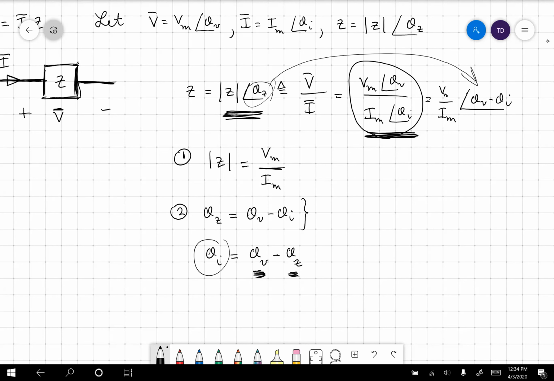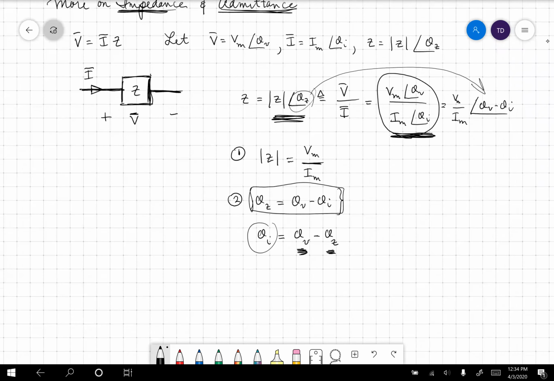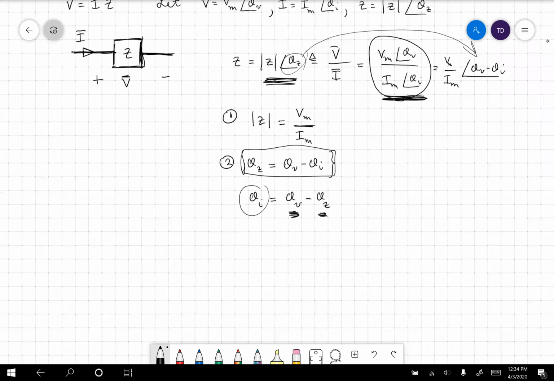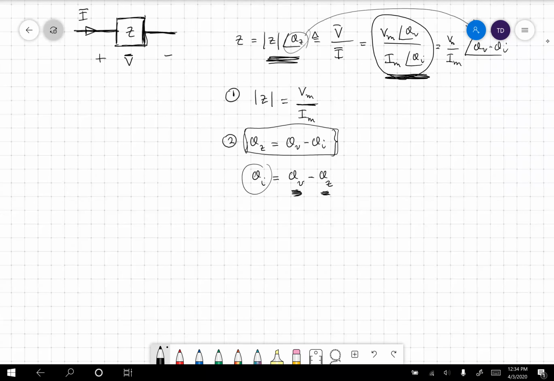It's interesting that other people see it differently, and they see it this way. Well, I'll tell you what the angle of the impedance is. The angle of the impedance is the angle of the voltage minus the angle of the current. I don't care which way you see it. They're both great equations. They both work, and they both tell us what's going on in the world of impedances. So these are two very nice equations that can be used to help understand what's going on.